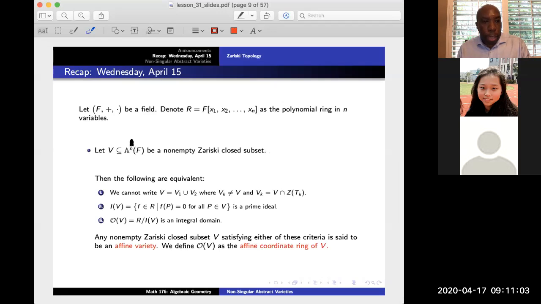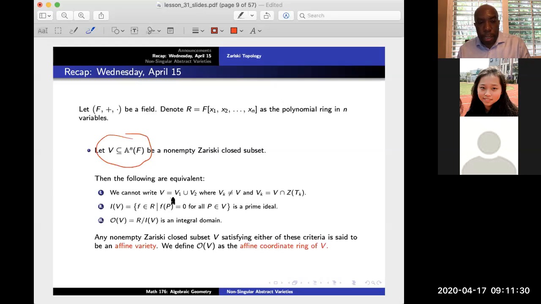So let's say that we have a Zariski closed subset. We'll write this here as V. Remember that Zariski closed just means that it's the zero set for some collection of polynomials. So you can think of this as maybe like an elliptic curve or a conic section. So the following three statements are equivalent.